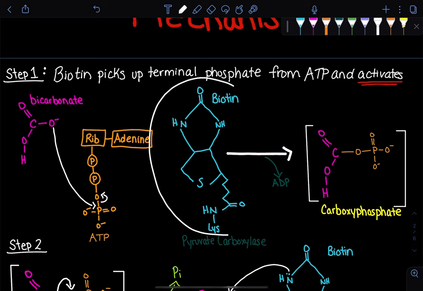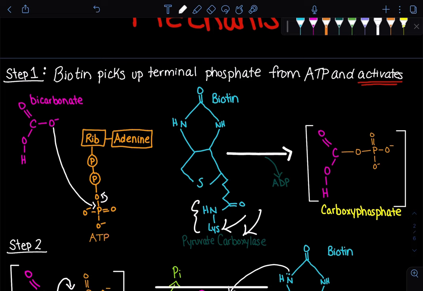The biotin is this structure in blue over here. So the biotin, once again, forms an amide bond with the lysine, which is found within pyruvate carboxylase because it's an enzyme. Enzymes are going to be made up of amino acids. So when biotin is bound to pyruvate carboxylase, it basically acts as a transporter molecule, and we'll see how the transportation works.